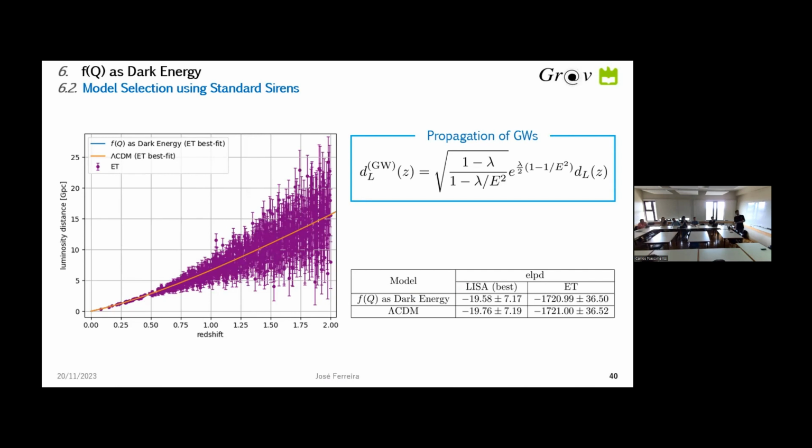And on the right, you can see the ELPD for the Einstein Telescope and the best catalog, so the model selection criteria that I previously discussed. Due to the proximity of the best fit curves and the proximity of the values of the ELPD, we can easily conclude that the standard siren events will not be able to tell this model of f(Q) and lambda CDM apart. So no model is preferred over the other.